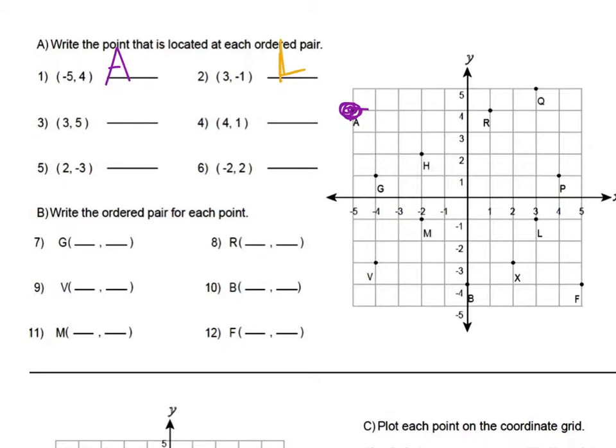All right, (3, 5). Bam. Looks like it is Q. What about number 4, which is (4, 1)? So there's 4, up 1. Bam. That is P. Very nice. Next one, (2, -3). X. Bam. What's number 6? And now that's 6. -2, there's -2. And then up 2, bam. H. I thought it was.